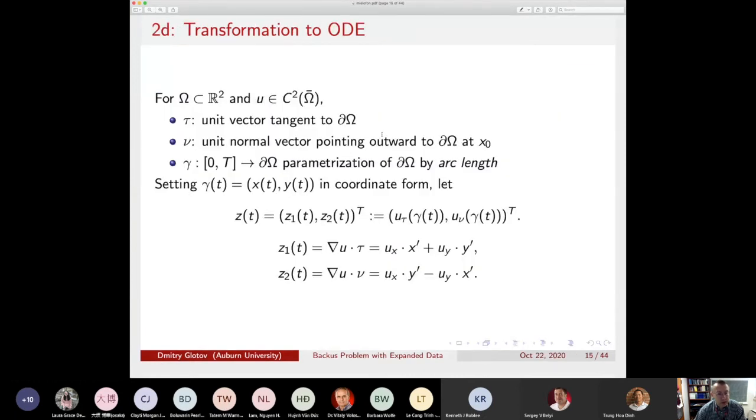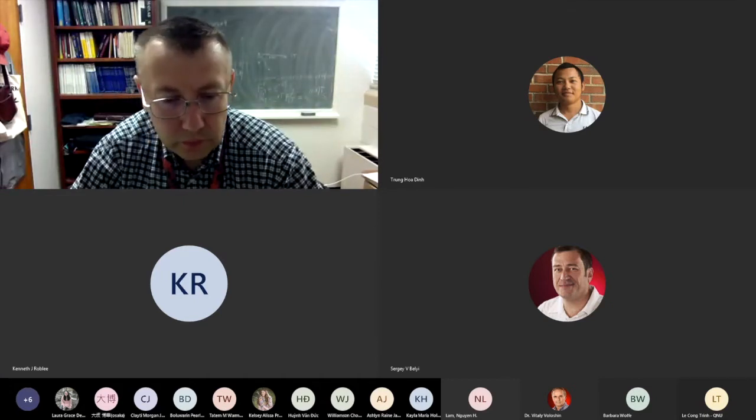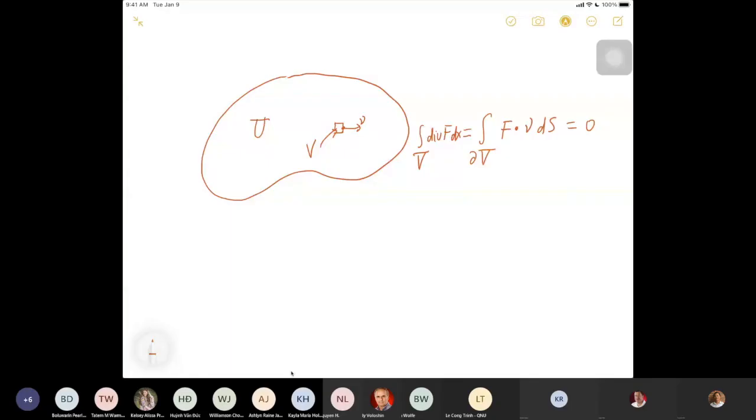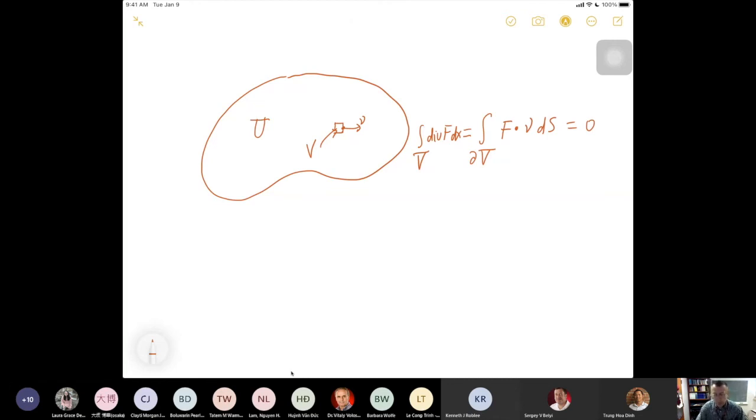And so what I want to do next is switch back to the screen where I can draw. I basically want to derive the ODE system in the simple case of a straight boundary. So I think I'm sharing now.